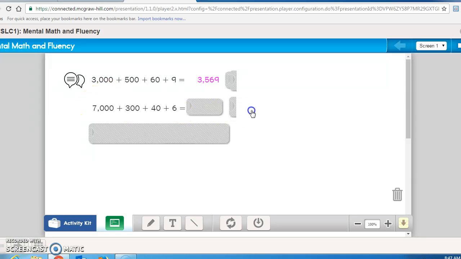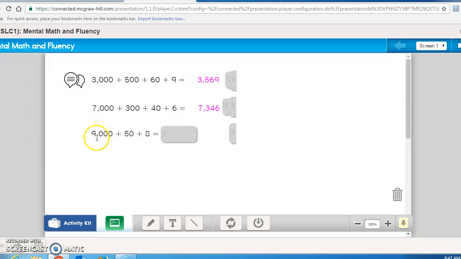The next one, 7,000 plus 300 plus 40 plus 6. Again, 7,346. And your final one, 9,058. Notice there's nothing in the hundreds spot, so we have to put a 0 there. So we would write that 9,058.